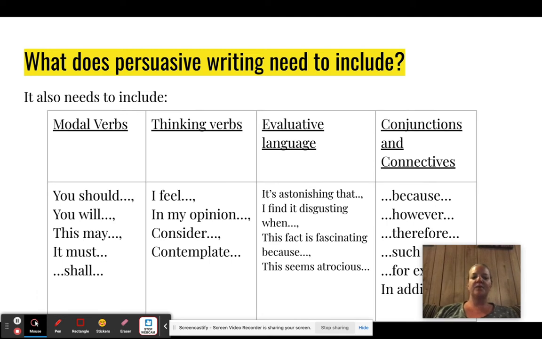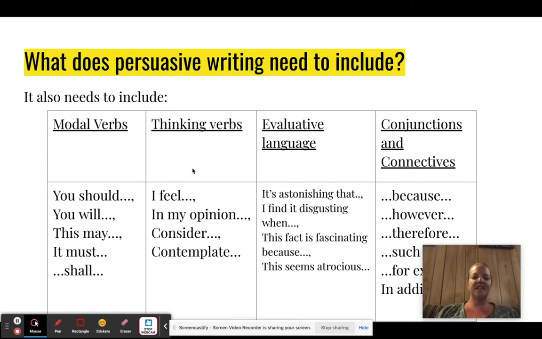In the example that we had from episode 1, it had language examples I identified on that example. One of the things that came up was modal verbs. Now, these are kind of command verbs. So remember, verb is an action word. So you're trying to command someone to do something. It's you should, you will, this may, it must. Okay, so think about trying to include that in your writing.